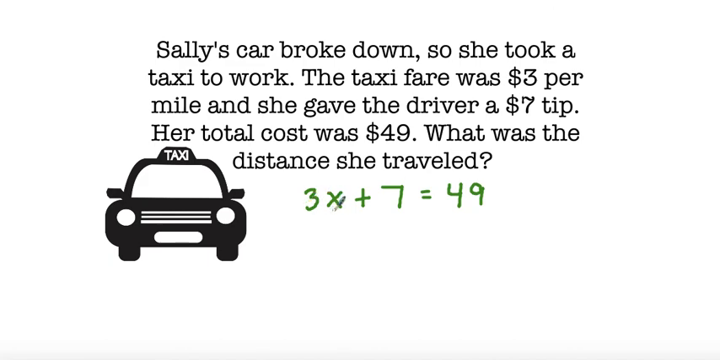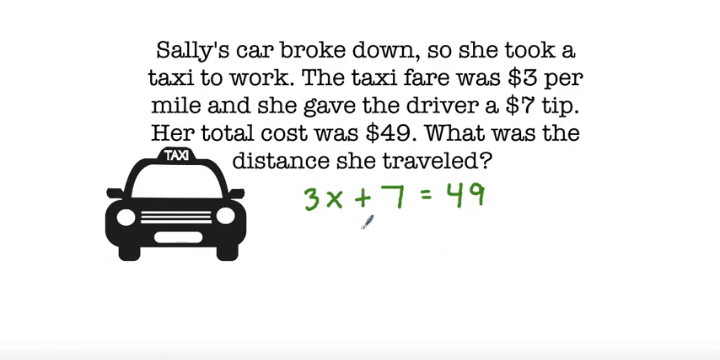We don't know the number of miles, plus the $7 tip, and her total cost was $49. So we're going to have to isolate our x in this case because we want to know the distance she traveled, and that's represented by x. So what we're going to do first here is leave the 3x alone because our goal is to get the x by itself, so we're going to leave it for last.